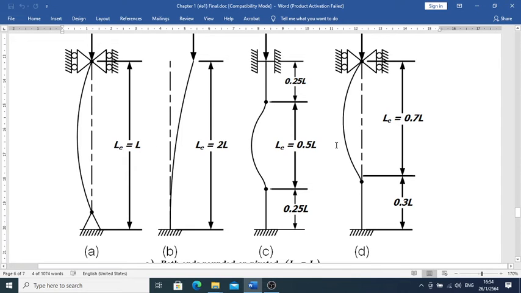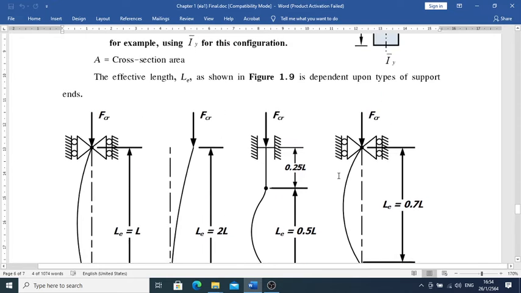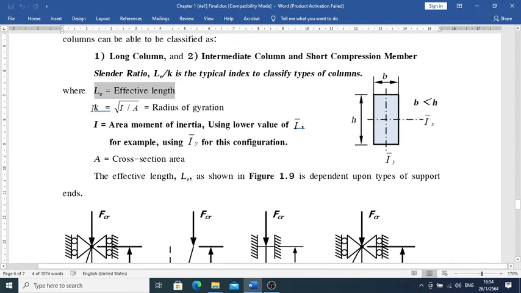This is the typical types of configuration of L sub E, based on the configuration. Another one is K, the radius of gyration. Radius of gyration is based on two factors, I over A. I is going to be the area moment of inertia. It's considered here using the lower value of I, for example, use I sub y for this configuration. Okay, let's see this configuration. B is small and H is high.